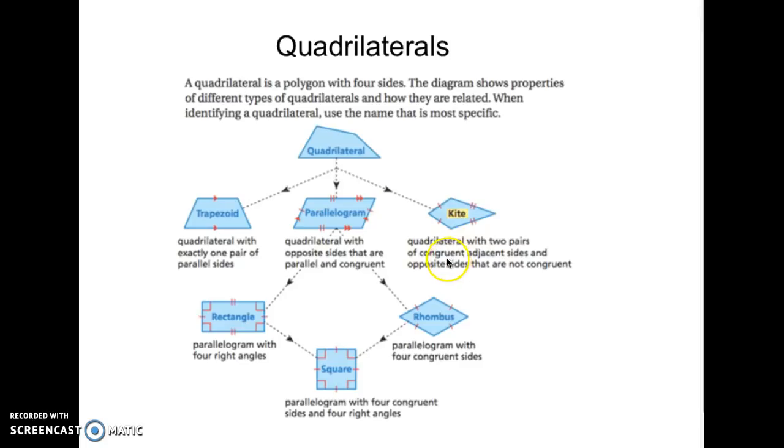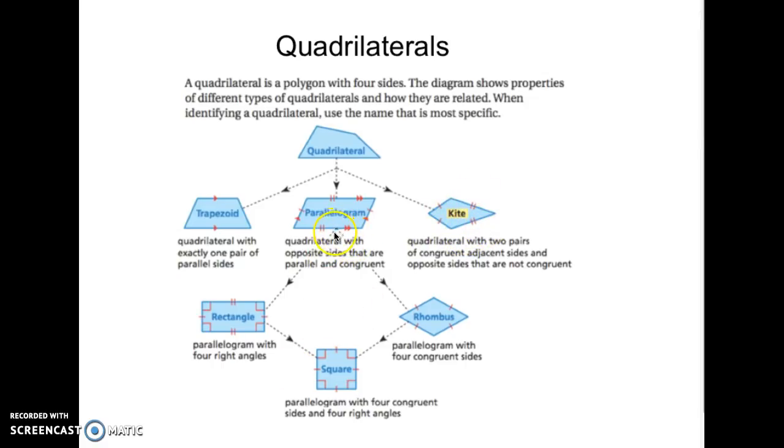And then a kite. So a kite is a quadrilateral with two pairs of congruent adjacent sides and opposite sides that are not congruent. So we see here two adjacent sides that are congruent, or equal, and then two adjacent sides that are congruent. And we see the opposite sides are not congruent. Okay? So if all four sides are congruent, it is not a kite. Two sides the same, two sides the same.